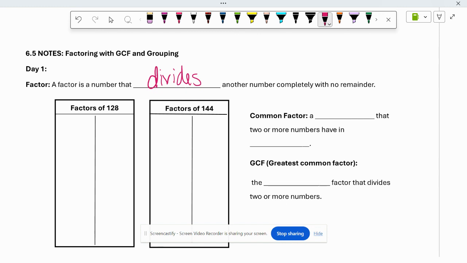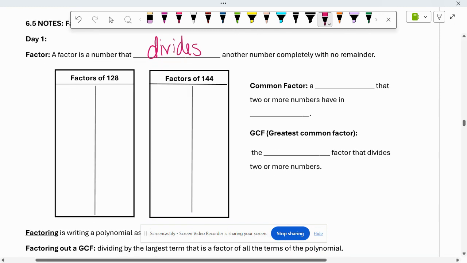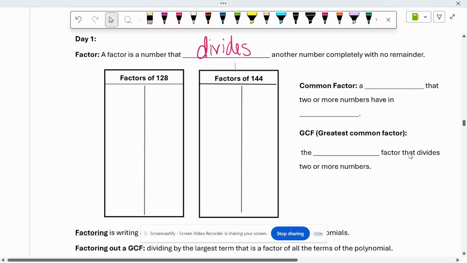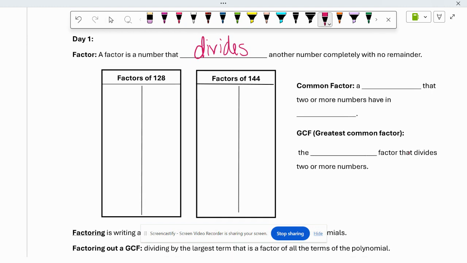Okay. So the first thing that we want to do is look for our factors of 128 and factors of 144. So in my calculator, I'm going to type in y equals 128 divided by x. And then I'm going to press the second graph button. And I'm going to get all of the factors of 128. Tell me when you're ready.